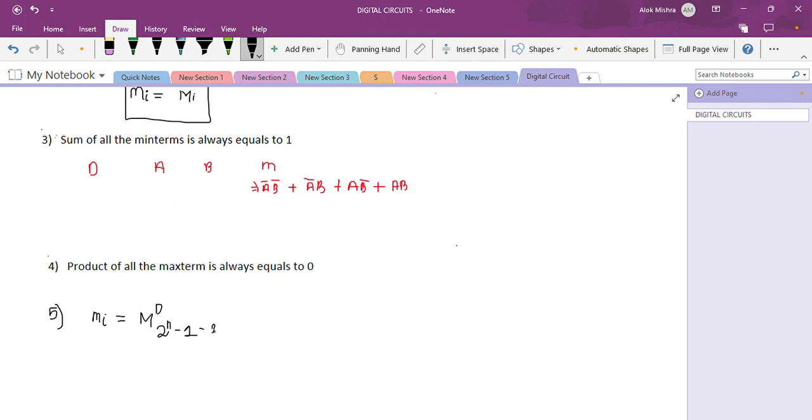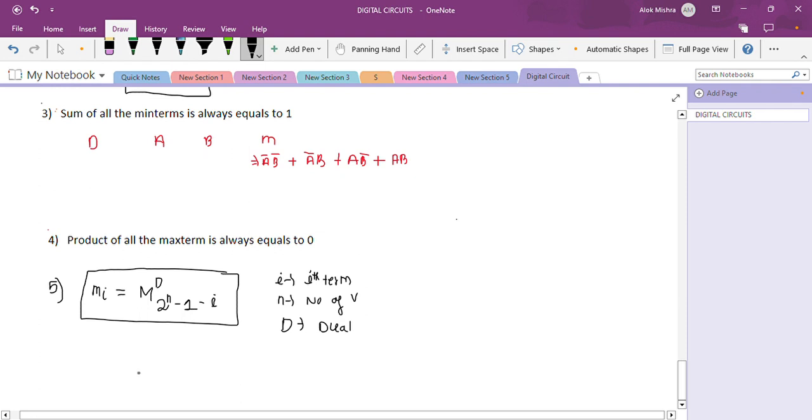So this is the minterm, which is equal to the dual of the maxterm, in which the notation is 2 to the power n minus 1 minus i. First you will write all the notation. What is i? Here i is the ith term. What about n? Number of inputs, number of variables. How many input variables are there? And what does capital D represent? Dual.